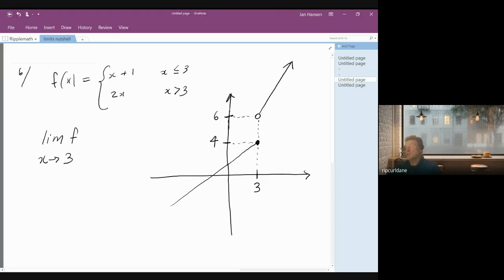Clearly it's not continuous. The right limit is 6, the left limit is 4. The limits are not equal, so the limit doesn't exist. Simple, very simple. So let's work it out on paper.